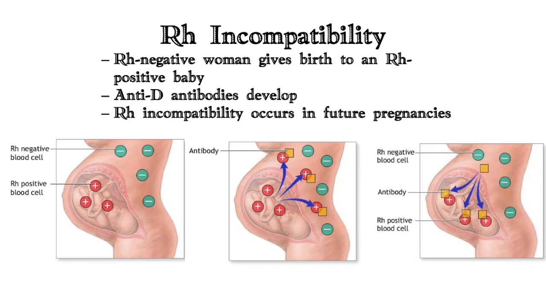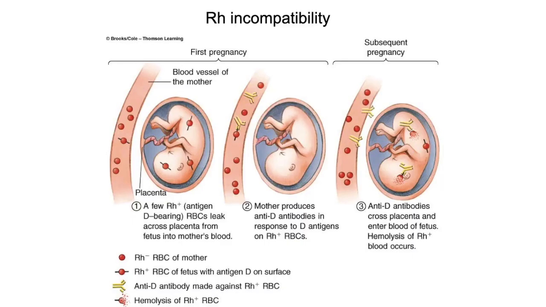Now, generally, this does not impact the first baby, but it can impact later babies because now the mother has these antibodies. So you can see the Rh incompatibility, how basically it sends out the antibodies in the first pregnancy. In the next pregnancy, the body will specifically go in and start attacking the next child that has this different Rh factor.